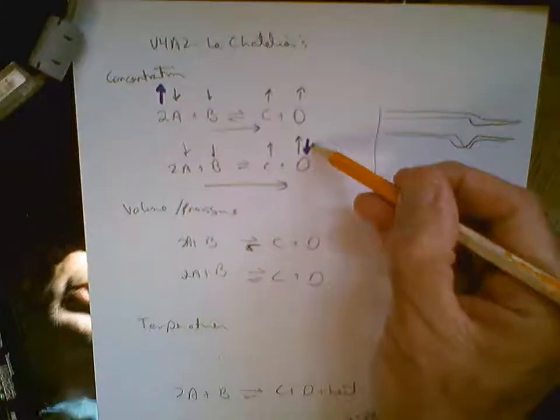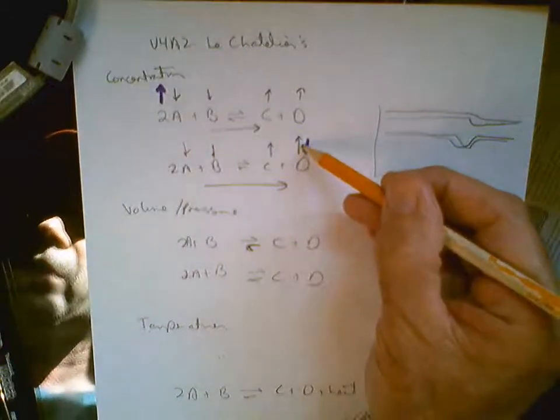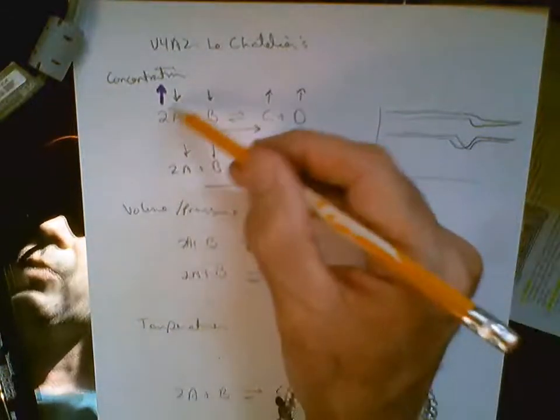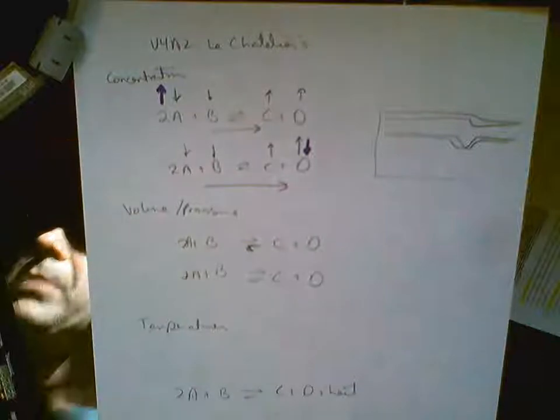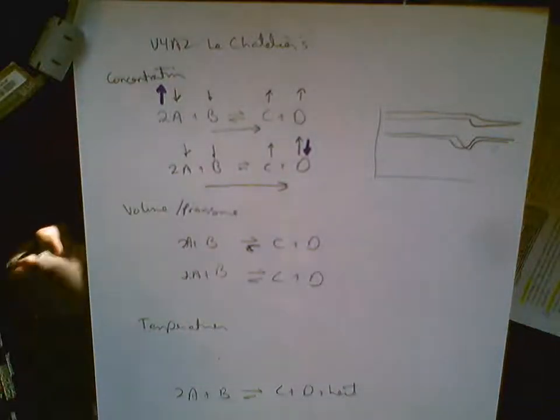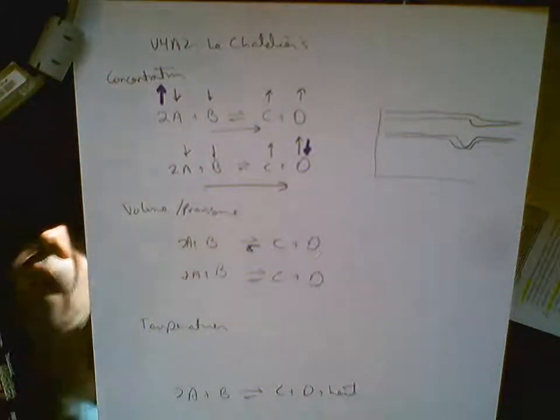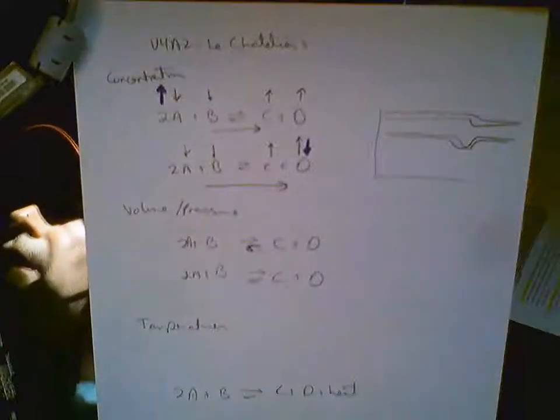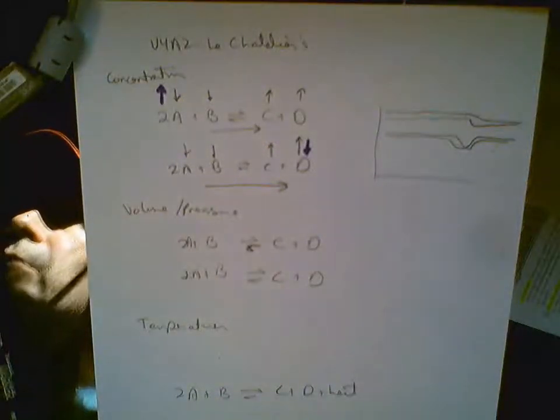So whatever you do to the concentration, we took D out, it counteracts by going up. We add A in, it counteracts by dropping A. Whatever you do, you get some type of counteraction. Okay, making sure that we've done this right here.